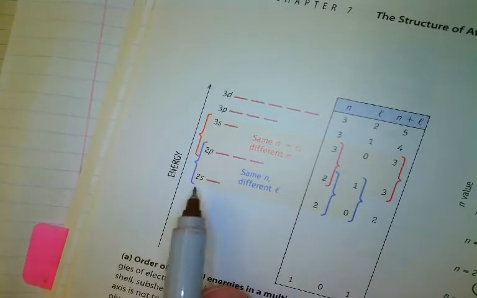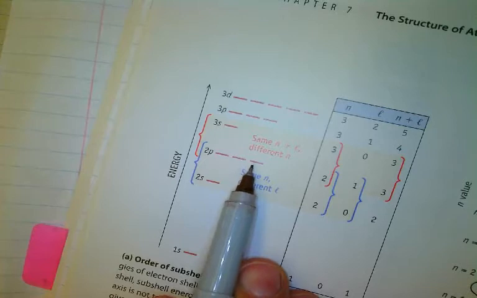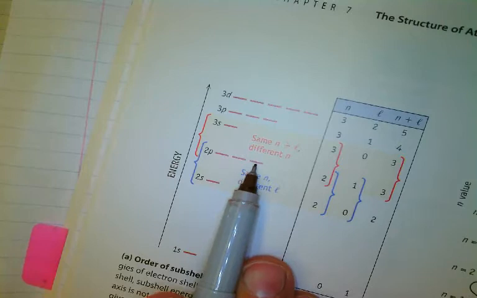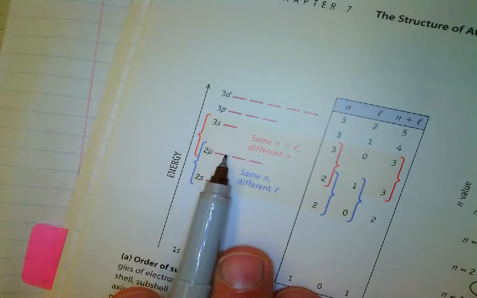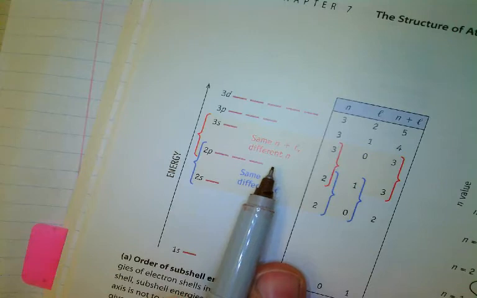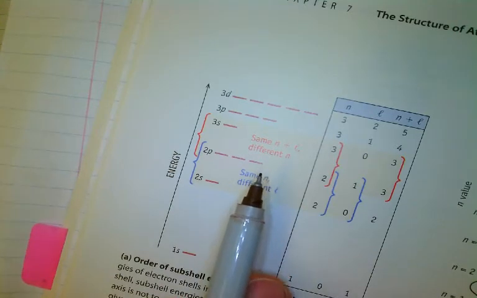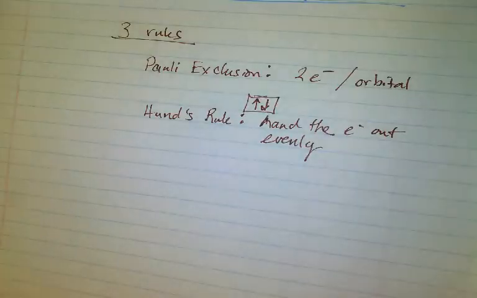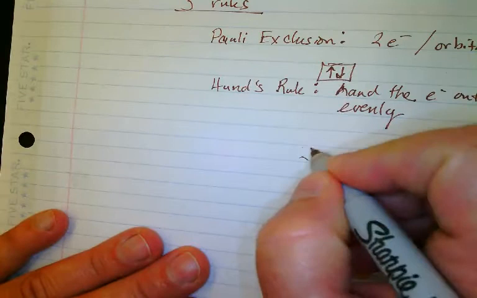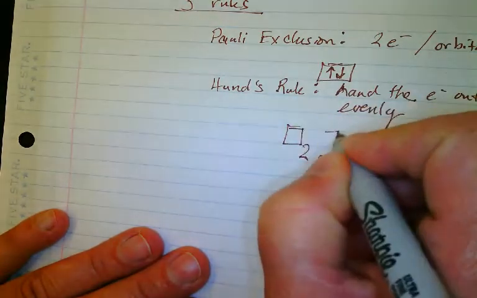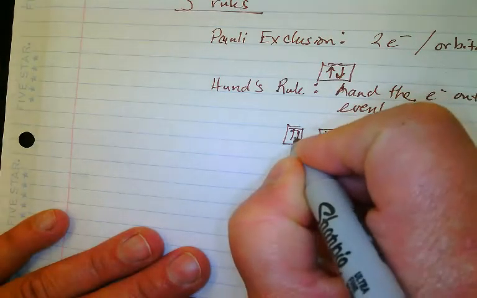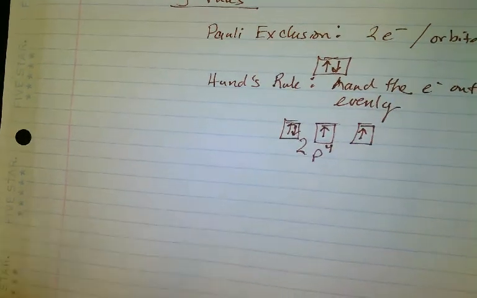Alright? So this right here, notice there's 3 orbitals. We're going to put 1 electron in each orbital and then go back and put electrons in the other ones. Okay? That's what Hund's rule says. And what's the last rule? So let's say we have 2p. I have 3 orbitals. I'm going to put an electron in each orbital. Right? That's Hund's rule. What's the last one?